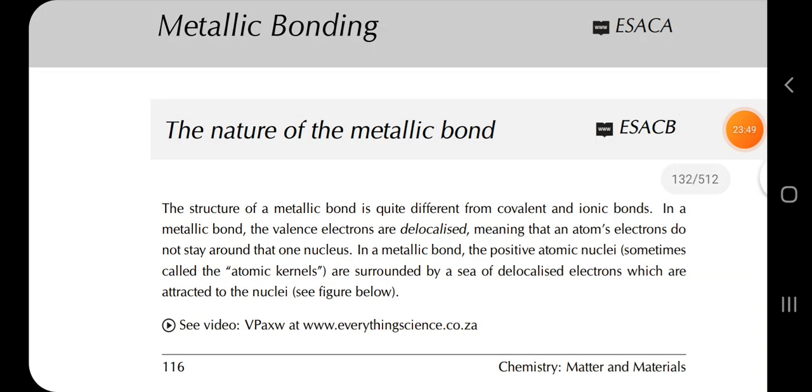Now we're on metallic bonding, the nature of the metallic bond. The structure of a metallic bond is quite different from covalent and ionic bonds. In a metallic bond, the valency electrons are delocalized, meaning that an atom's electrons do not stay around that one nucleus. The positive atomic nuclei are surrounded by a sea of delocalized electrons which are attracted to the nuclei.